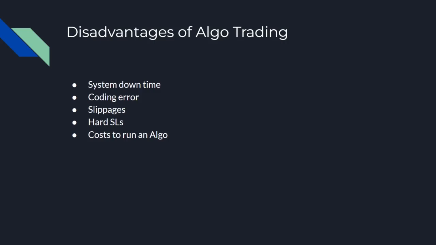So next is the cost to run an algo. I wouldn't say it costs a lot to run an algo, but it has a minimum cost. You have to have it. There are two options, right? We will see what the two options are in the next slide.